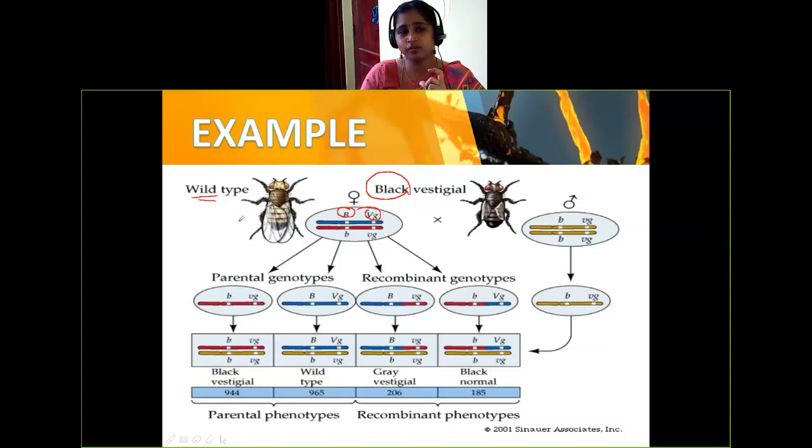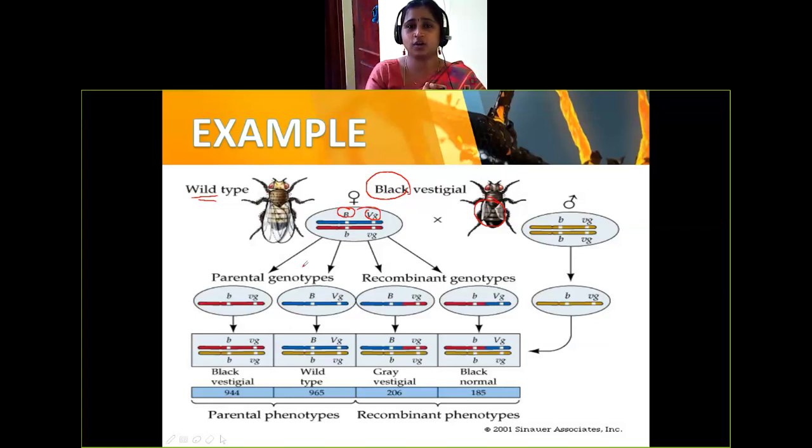If you see the wings of this Drosophila, normal, and here the wings are vestigial, functionless. These two characters they have taken: one body color, another the nature of the wing. So it's quite like a dihybrid cross, right? The same dihybrid cross, but in a different term we are going to see it as linkage and crossing over: how closely they are related, how the parental combinations are seen in the F1 generation, and what new characters are seen in the F1 generation.